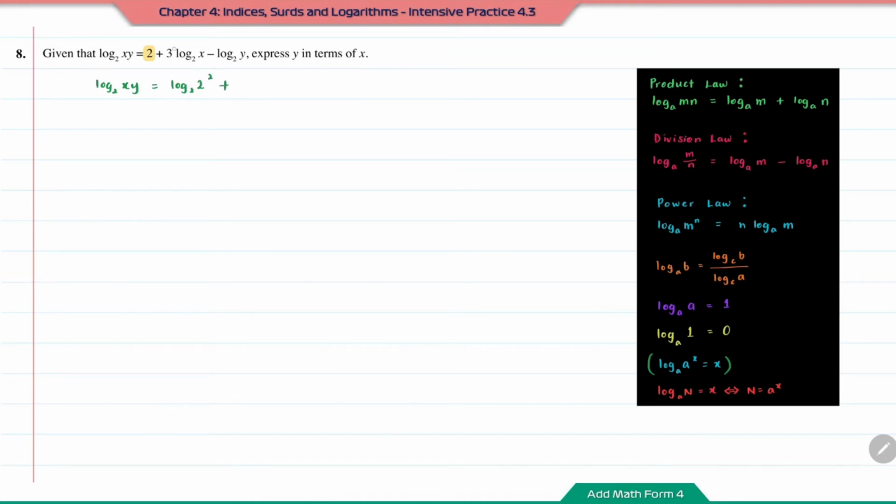Next, using the power law, I'm going to move this number 3 from the front as the power of x. So it's going to be log base 2 of x to the power of 3 minus log base 2 of y. On the right hand side, I'm going to solve this first part using the product law. So here is going to be log base 2, 2 squared is equal to 4. When you multiply it with x cubed, it's going to be 4x cubed.